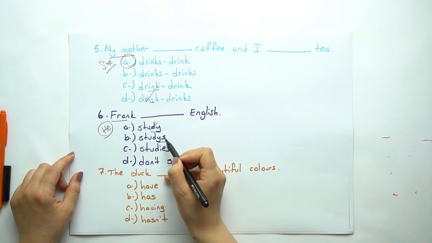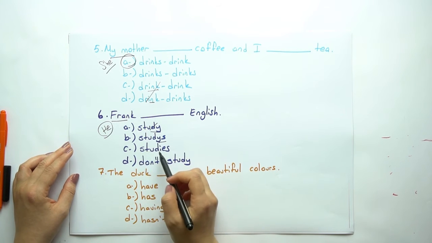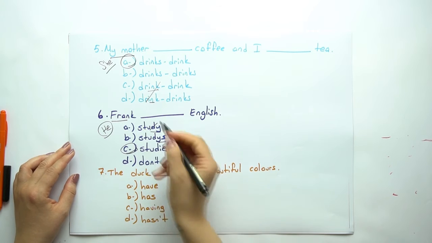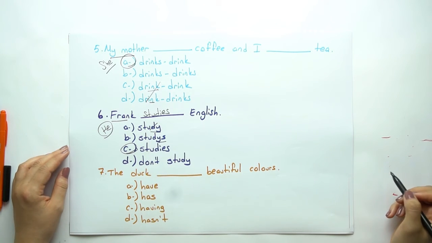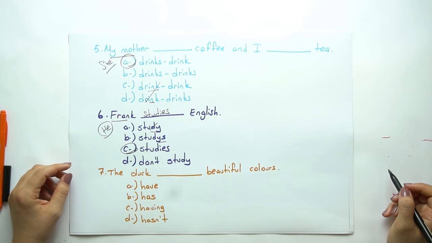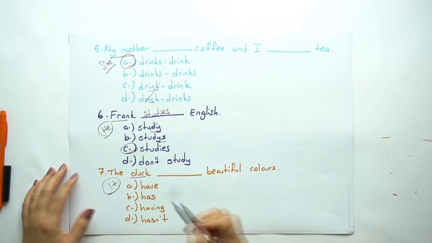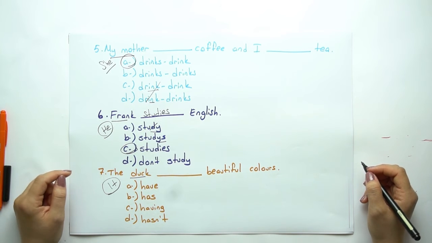B is studies. It's not even correct in grammar. And C, it says studies. So it should be the correct one. Frank studies English. The dog. Dog. It refers to its subject pronoun. So which one is correct for this subject?